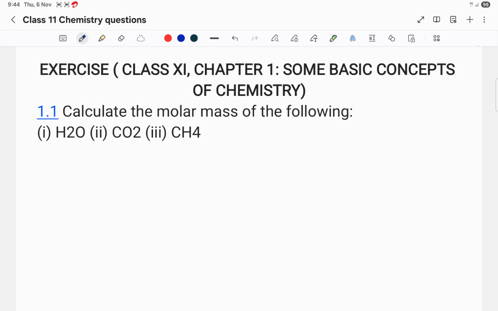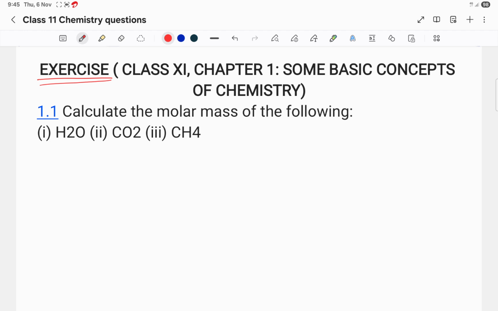So now we are done with all the questions which are from the text, in between the text, and now we are going to do exercise questions. Once again, it's for class 11, chapter 1, which is some basic concepts of chemistry. After completing the exercise, we are going to focus on a few questions which are coming in the competitive exams from chapter 1. So be ready for that also.